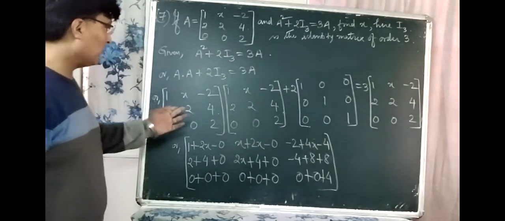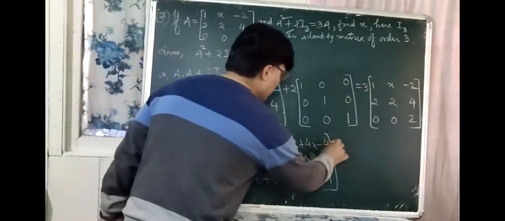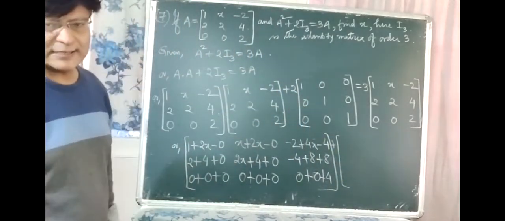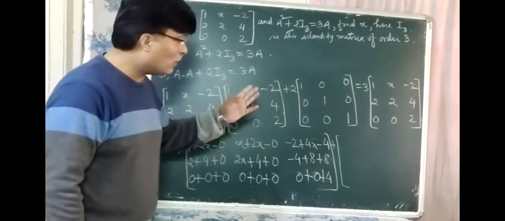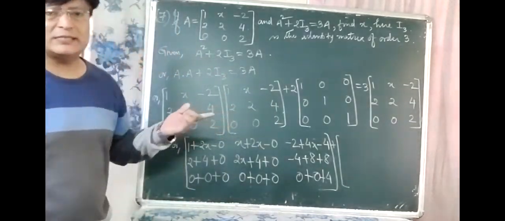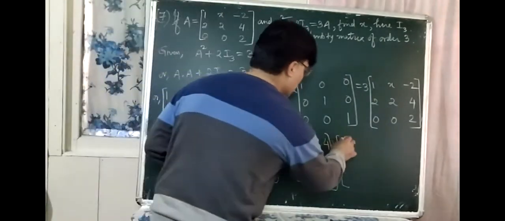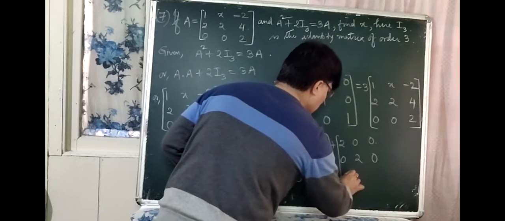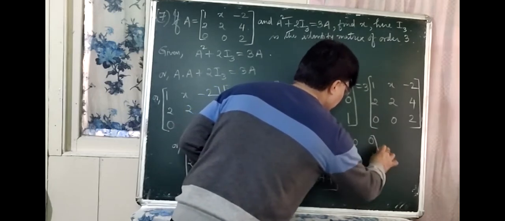So we have multiplied these two matrices. Plus, here 2 is the scalar multiplication of the identity matrix. You have to multiply all the elements of the identity matrix by the scalar 2. So it is 2, 0, 0, 0, 2, 0, 0, 0, 2.